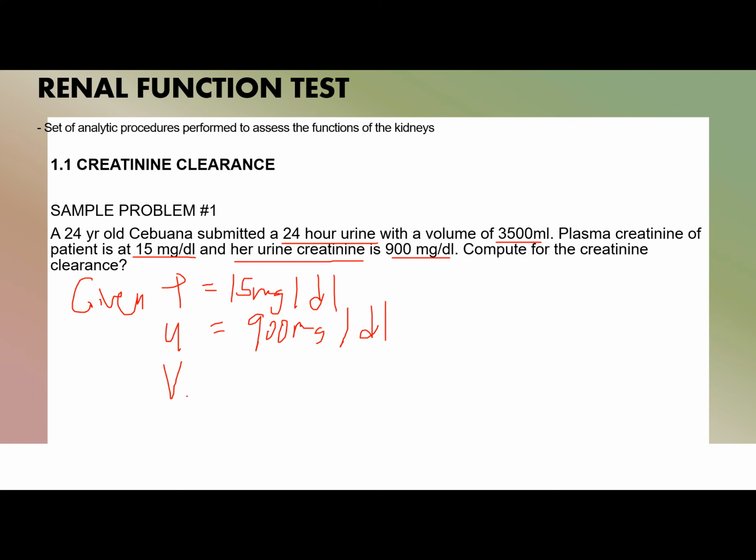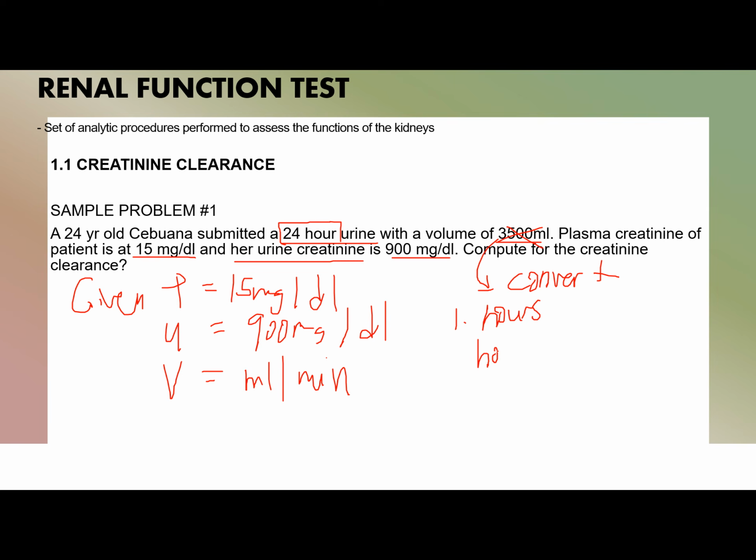Now, gusto mong malaman yung urine volume mo in ml per minute. Pag binasa mo to, ang volume lang is nakaset siya sa 3,500 ml. Automatic, hindi mo to pwedeng gamitin because the rule is that dapat nasa ml per minute siya. So, ang gagawin nyo, class, you need to convert this. Iko-convert mo muna ito into your ml per minute form. And to do that, the first thing you need to do is to take note of how many hours were used in collecting the urine. In this case, gumamit ka ng 24-hour urine sample.